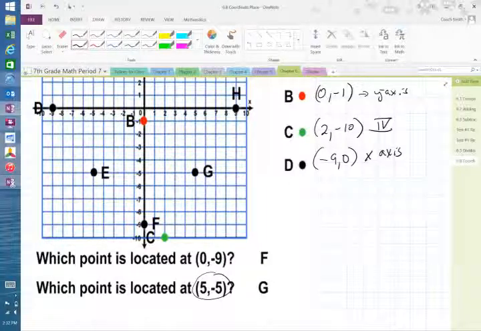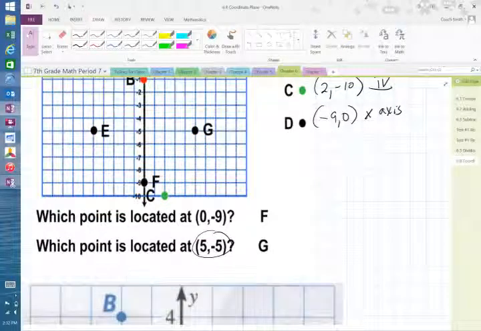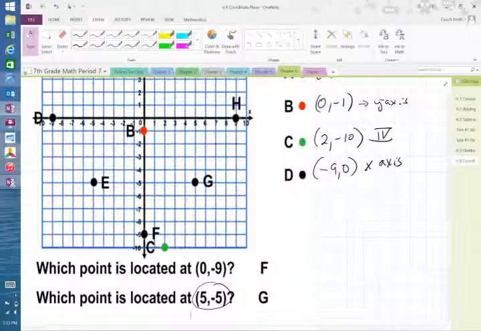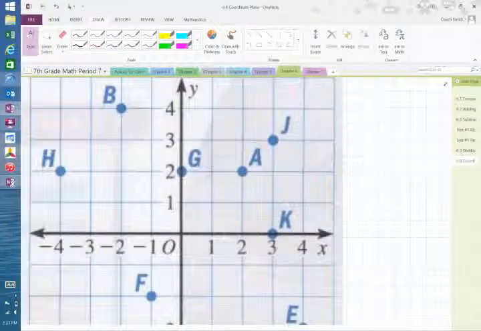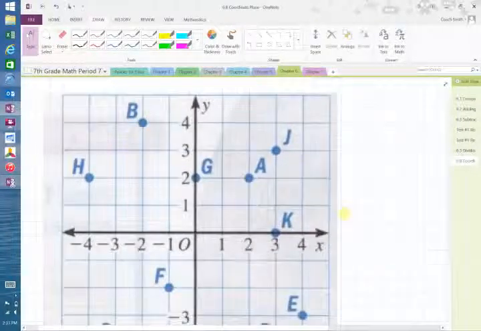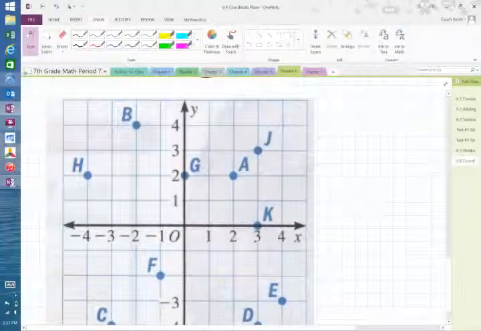All right, now, 5 and -5. 5 and -5 is point G right here. Okay, so let's look at these points here. Everybody turn to page 295 and let's look at number 1.